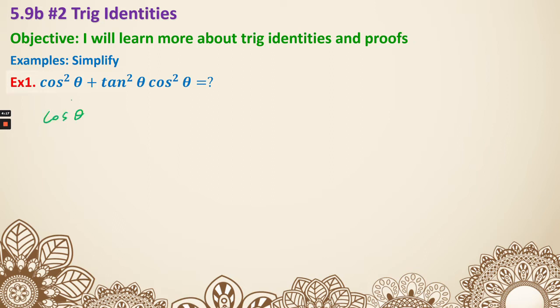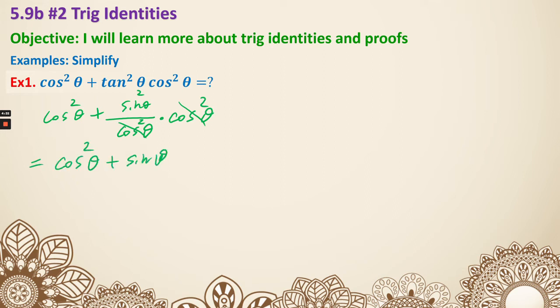So cosine squared. Tangent is sine over cosine. So sine squared over cosine squared times a cosine squared. That is gone. So we have cosine squared plus sine squared. Now, that is our Pythagorean identity. So this whole thing simplifies to be a 1.